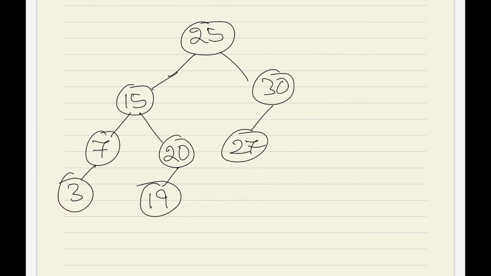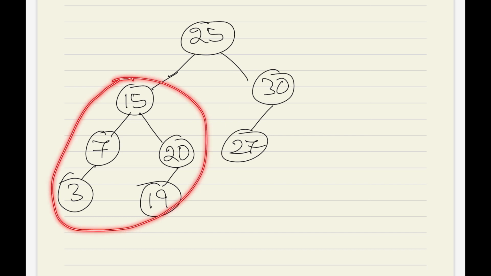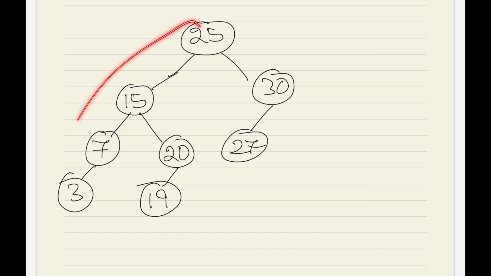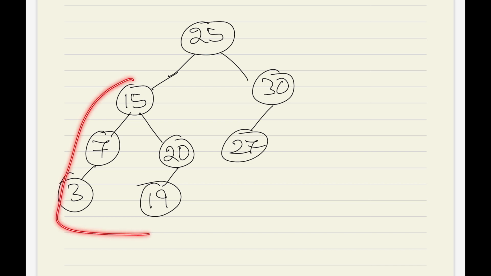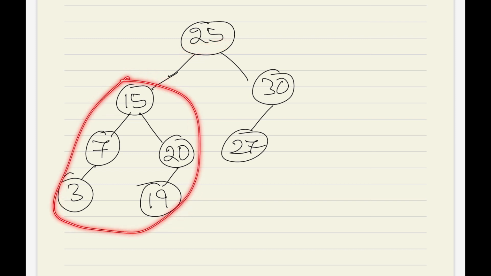Now we want to find the minimum. So first come to the root, which is 25. We know that all the values greater than 25 are in the right subtree, and all the values less than 25 are in the left subtree. We want to find the minimum from this tree, and that means the minimum value should be here in the left subtree. So now move to this one, after checking with this 25.